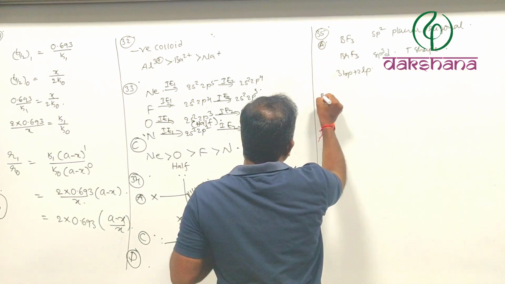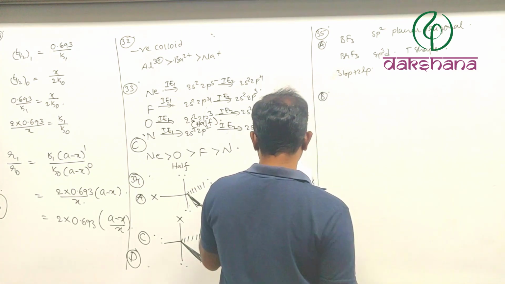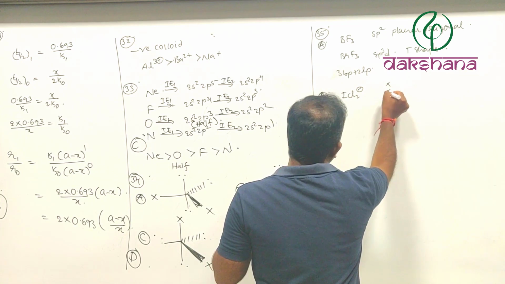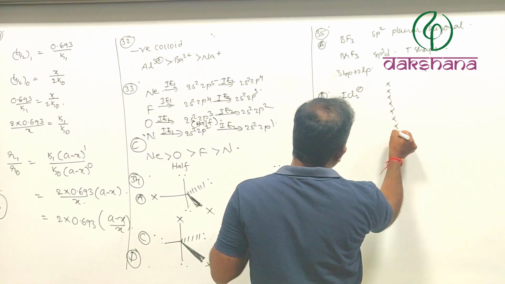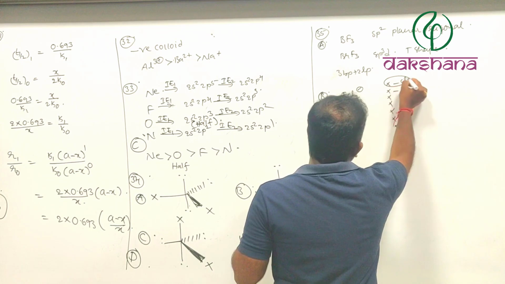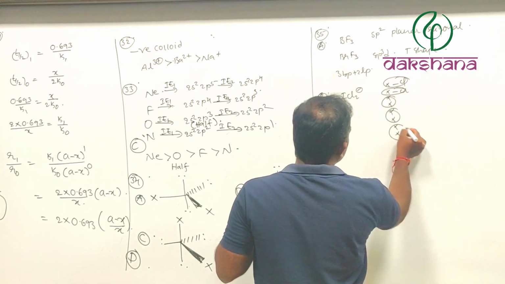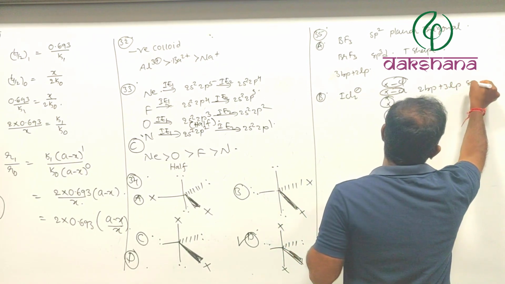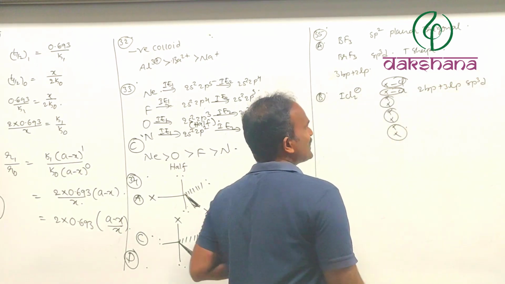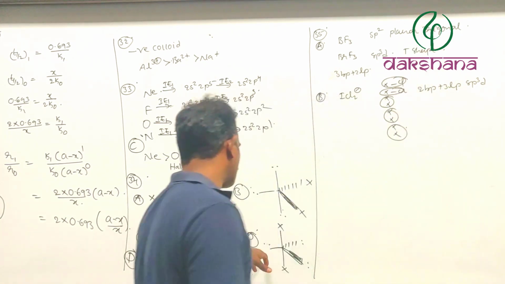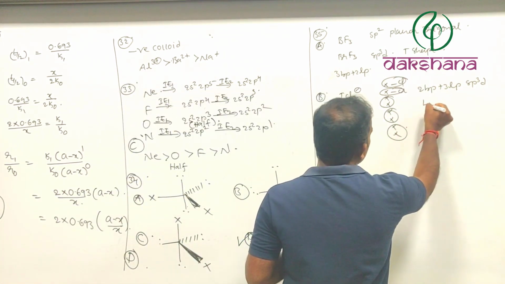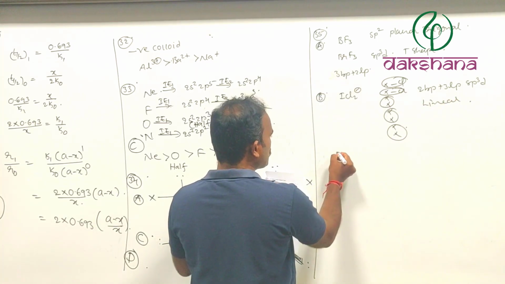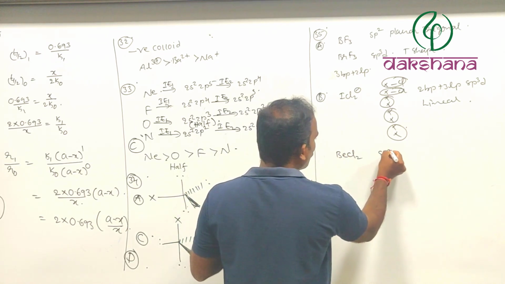Option A. Option B. ICl2 minus, counting the electrons, 8 on chlorine. Therefore here it will be 2 bond pairs plus 3 lone pairs. Again it is going to be sp3d hybridization, the same structure we have seen here. It will be linear shape. ICl2 minus and another one is BeCl2. As we all know, this is sp hybridization, linear shape.